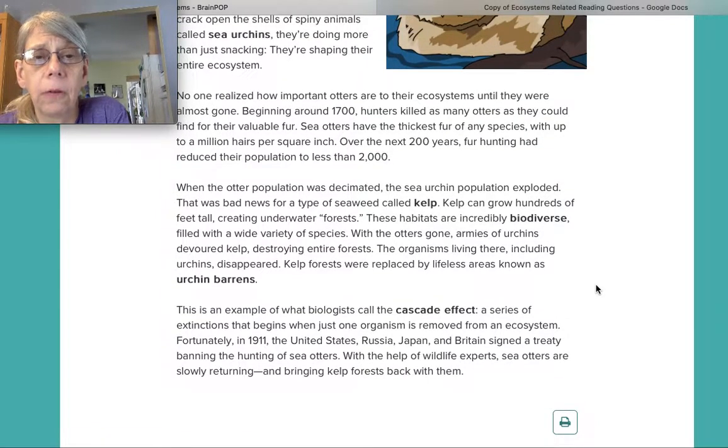Fortunately, in 1911, the United States, Russia, Japan, and Britain signed a treaty banning the hunting of sea otters. With the help of wildlife experts, sea otters are slowly returning and bringing kelp forests back with them, which could be good news for a lot of other things.